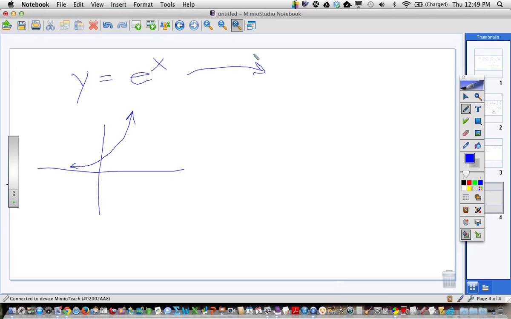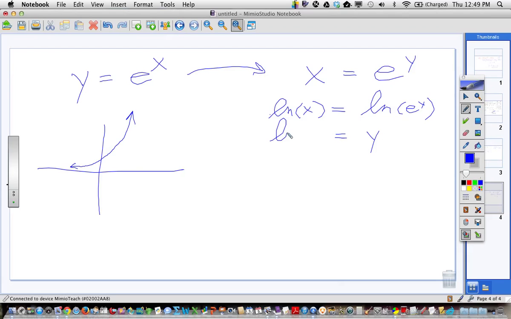But let's watch it happen here. So let's interchange the x and the y. So we get x equals e to the y, right? Now how would we solve this for y? Natural log of both sides. So if we do natural log of e to the y, what's natural log of e to the y? That's just y. And sure enough, we get y equals ln x. The graph of y equals ln x is this graph right here.